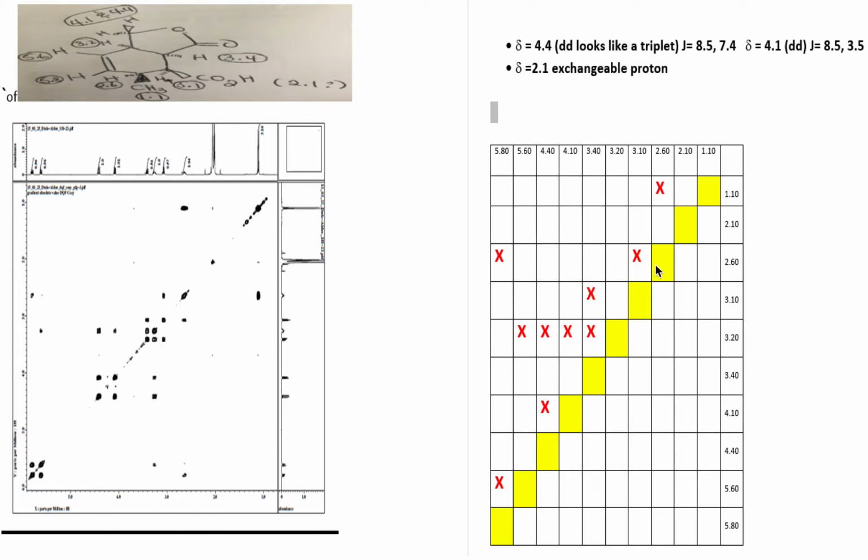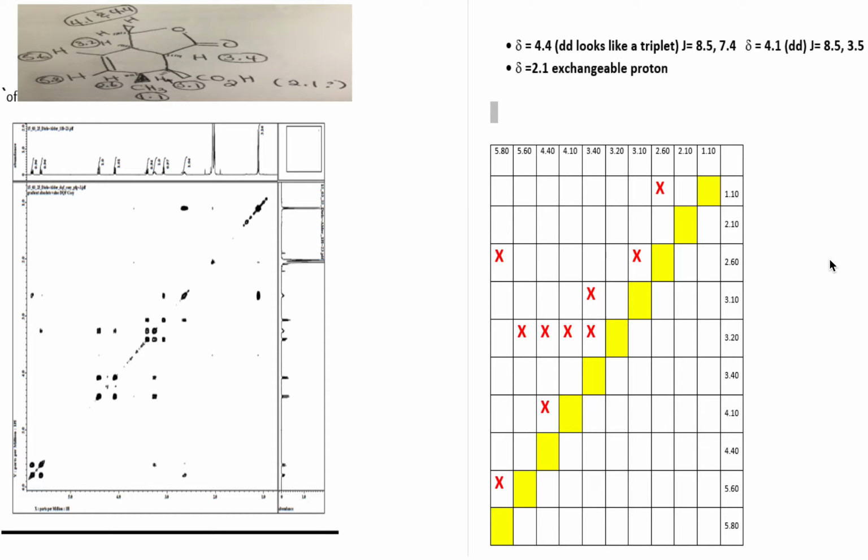The most informative peaks shown on the left are the cross peaks. These tell us which protons are coupled with each other. For example, the proton at 1.10 ppm couples or correlates with the proton at 2.60. The proton at 2.10 does not couple with any other proton. The proton at 2.60 couples to two protons, one at 3.10 and another at 5.80. Using these cross peaks, we can identify each proton in the molecule.